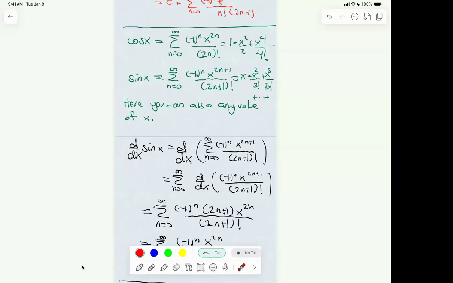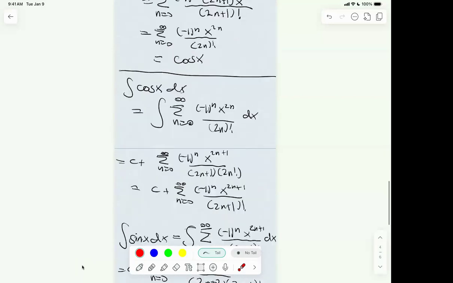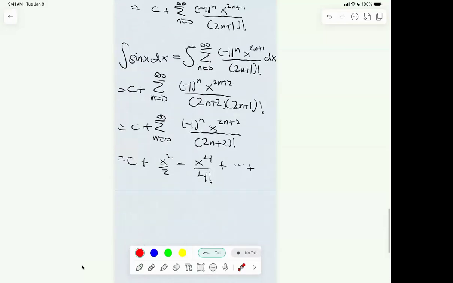Right, so the cosine of x is written as 1 minus x squared over 2 plus x to the 4 over 4 factorial, and so on. If you notice, when I integrated sine, the integral was a constant plus x squared over 2 minus x to the 4 over 4 factorial. If you multiply this by -1, you start matching the coefficients of this one.